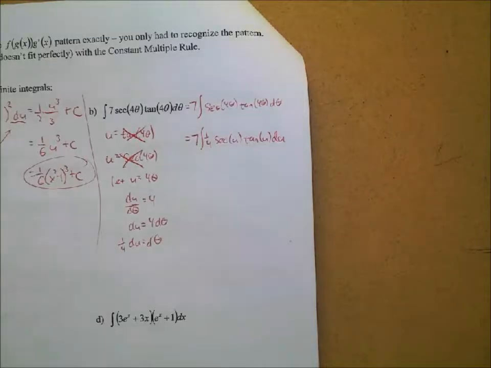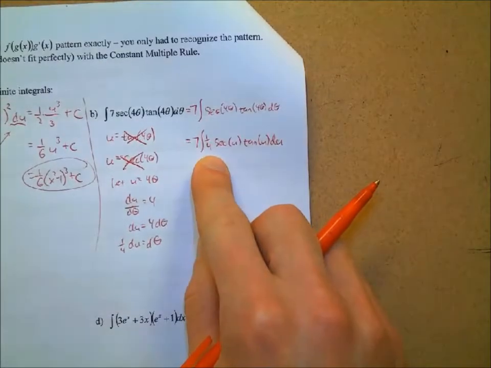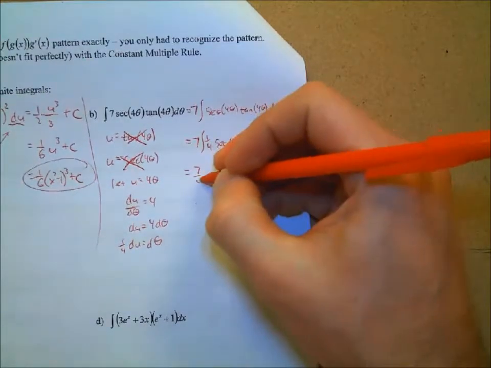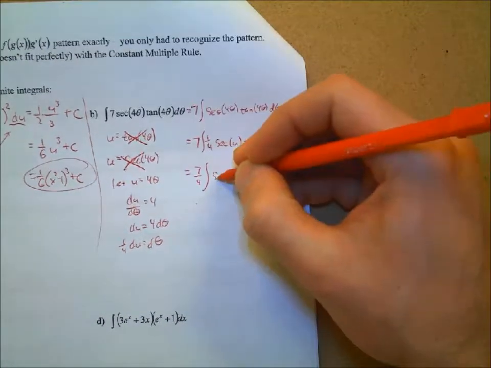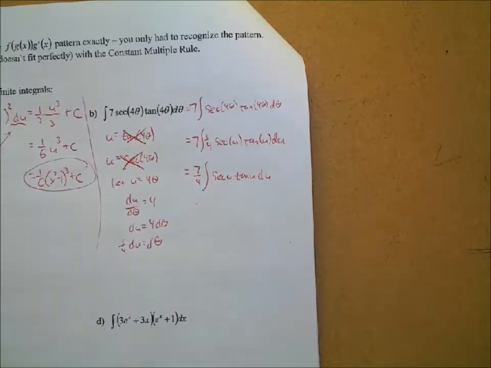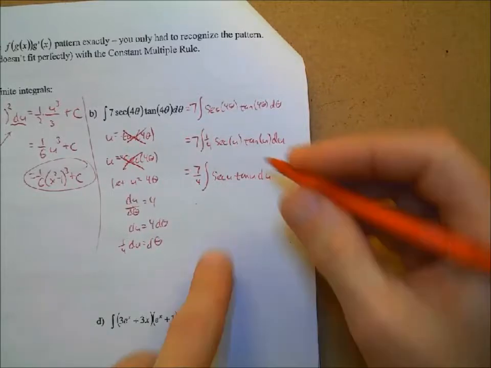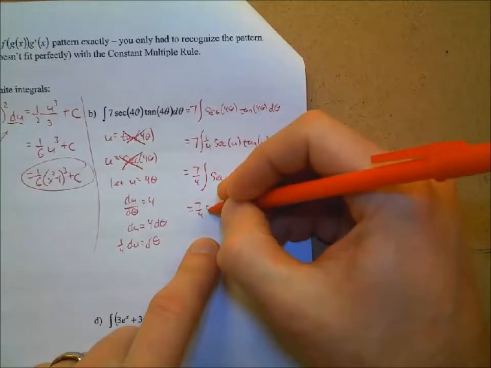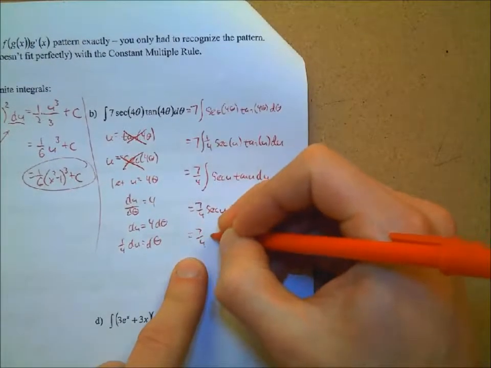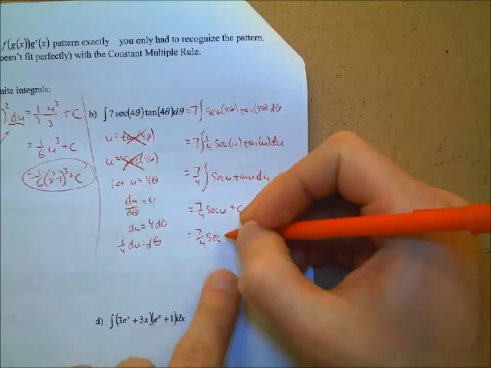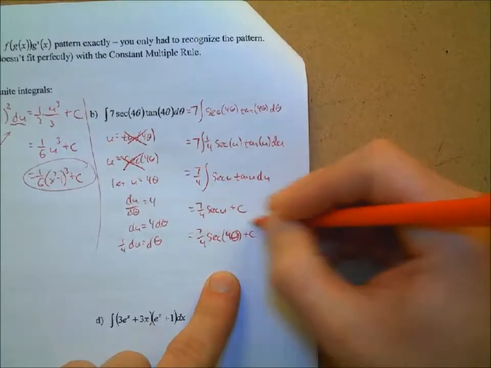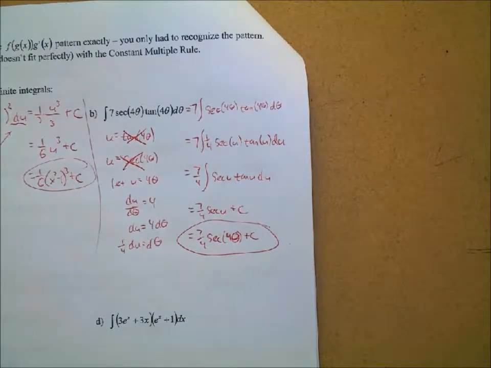Okay? What can we do with this 1/4? Bring it out front with the 7, make it 7/4. Then we'll do secant u, tangent u, du. And what's the integral of secant u, tangent u? Secant of u. So 7/4 secant of u, plus c. And we'll make our resubstitution here. It's going to be secant of the 4 theta plus c. Okay, and so there's our final answer back in terms of theta.